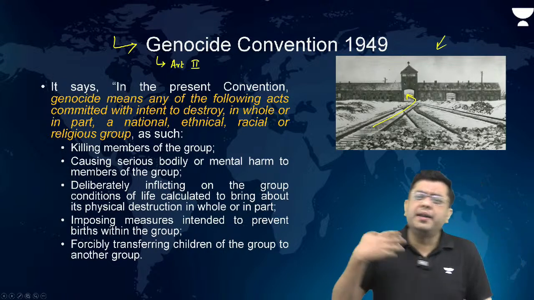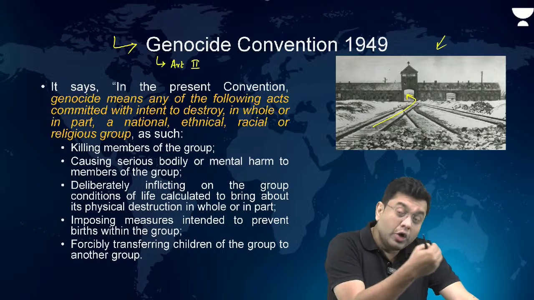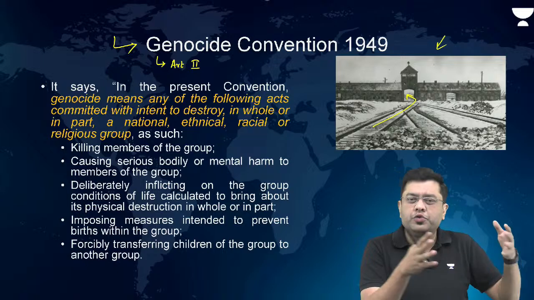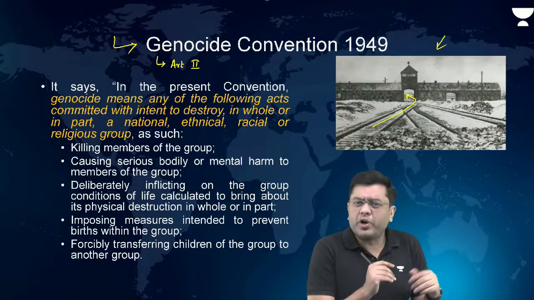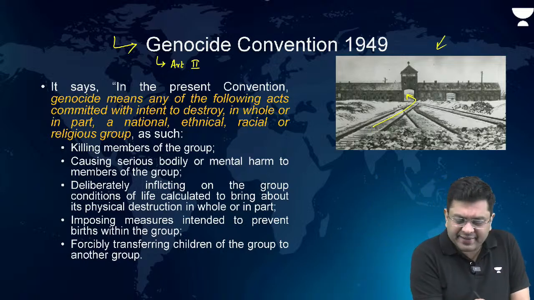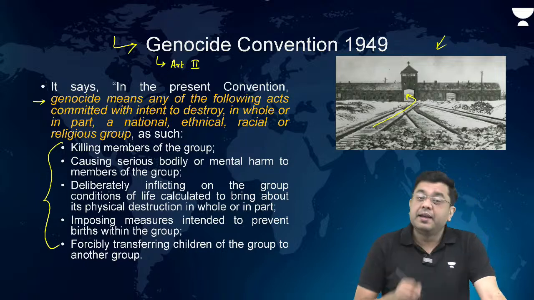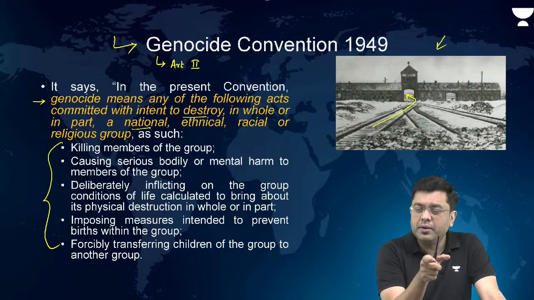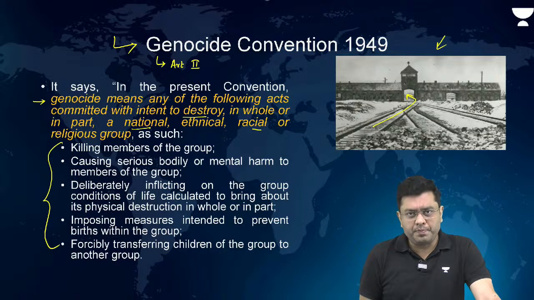Now, there are multiple articles, but you don't need to go into that depth. For example, Article 4 talks about the various steps taken by individuals and state actors which can be termed as genocide. But what is genocide? It means any of the following acts committed with an intent to destroy, in whole or in part, a national, ethnical, racial, or religious group.